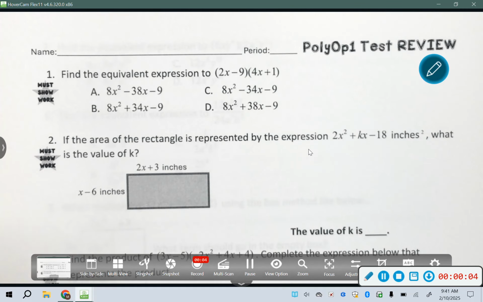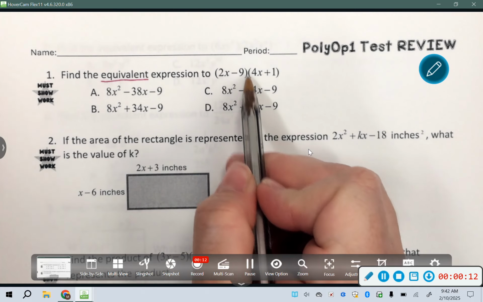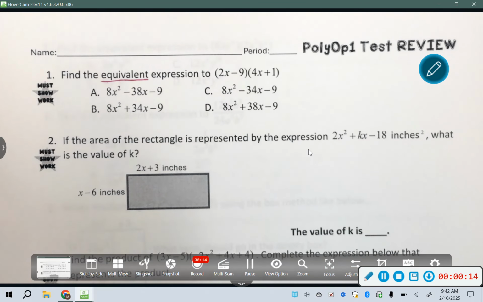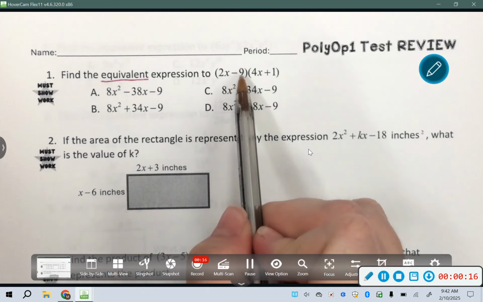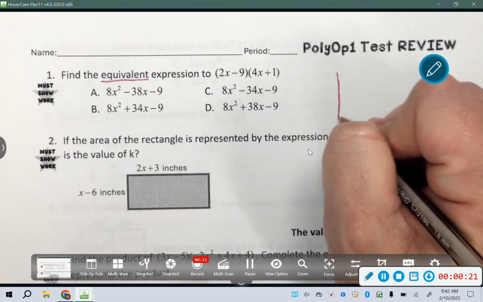Okay, polynomial test review. The polynomial test is tomorrow. So number 1 says find the equivalent, which just means equal, expression to 2x minus 9 times, because there's nothing in the middle, 4x plus 1. When I'm multiplying a binomial times a binomial, I know that I have to use the box.